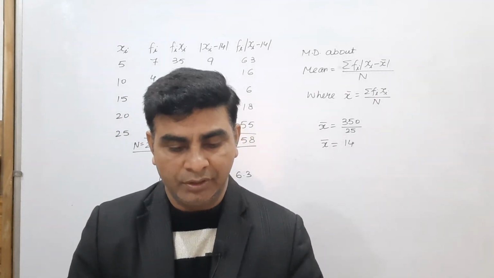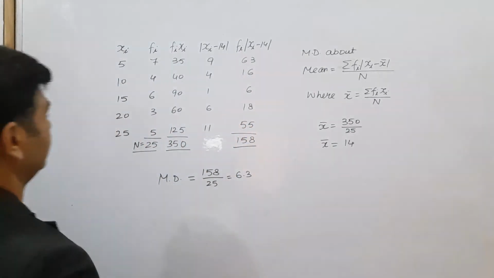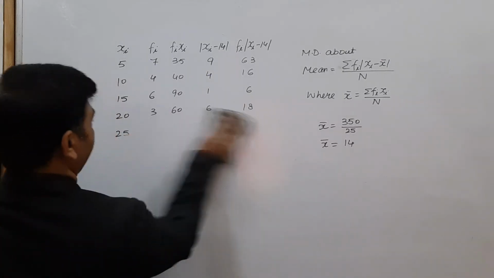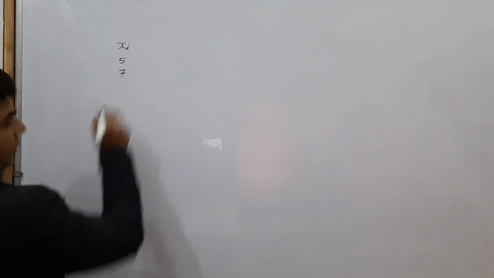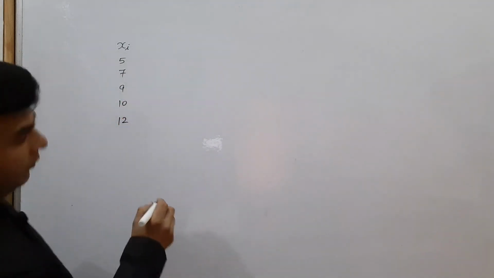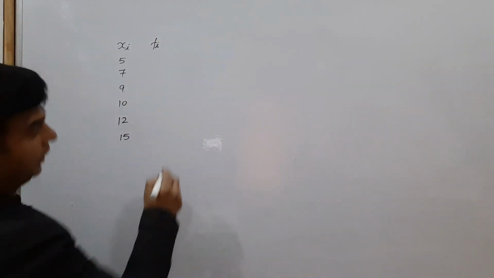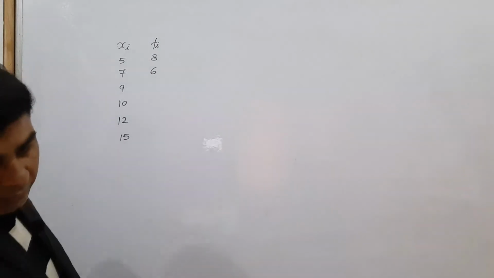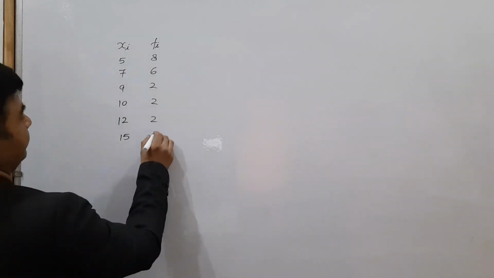Let me do question number 7, in which we need to find the mean deviation about the median. The values of xi are given as 5, 7, 9, 10, 12 and 15. The values of fi are given as 8, 6, 2, 2, 2, and the last one is 6.